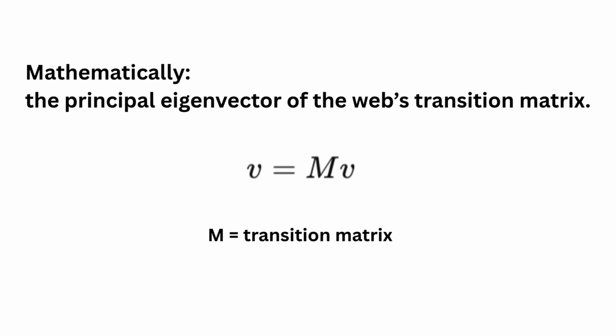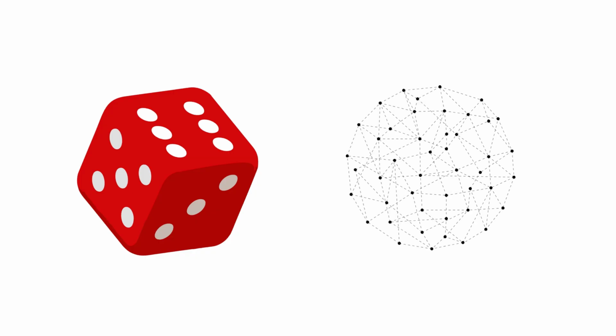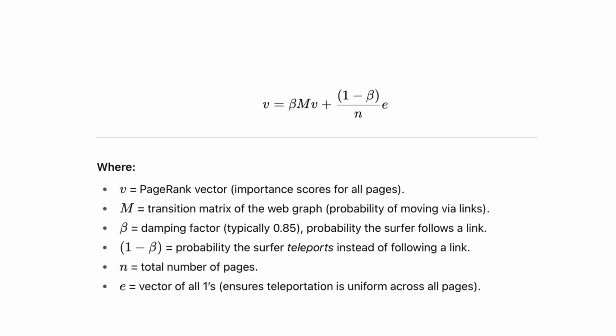Of course, the web isn't neat. Dead ends and spider traps break the math, so we add a little randomness. With some probability, the surfer teleports to a random page. That guarantees convergence. To compute PageRank, we don't solve giant equations directly.